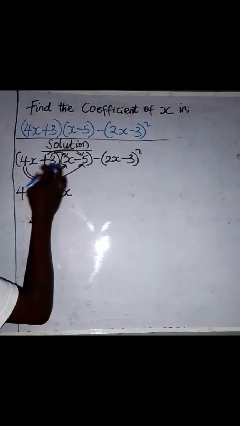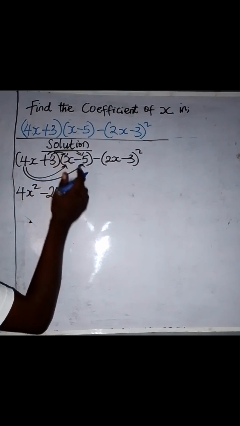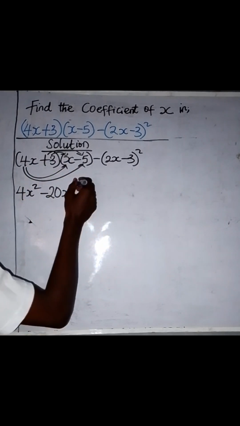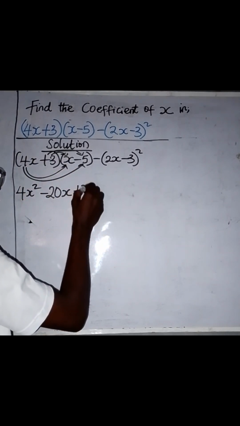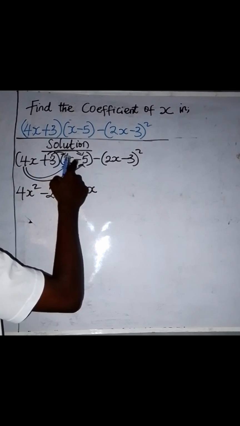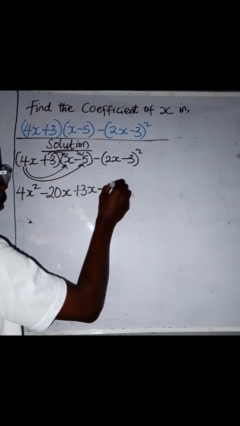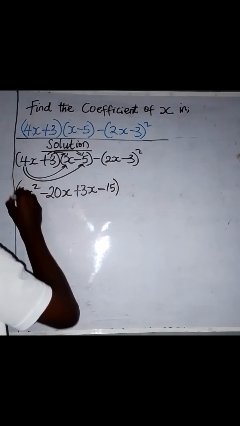So the second one here we have is what? 3 times x. Remember the sign, the x here is plus. Plus times plus is plus. So how about plus 3x? Then plus times minus is what? Minus. Then what? 3 times 5 is what? It is 15. So this is my first bracket.